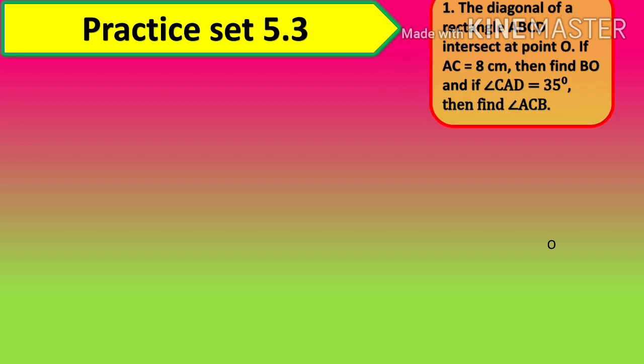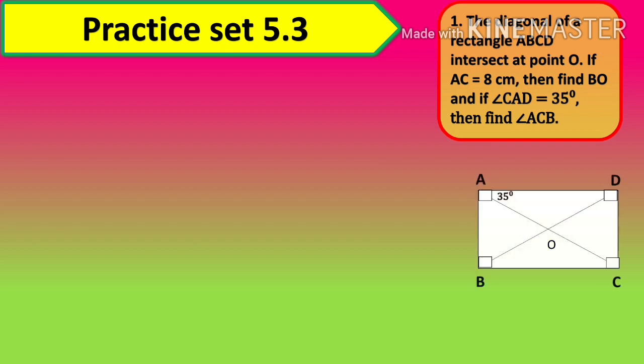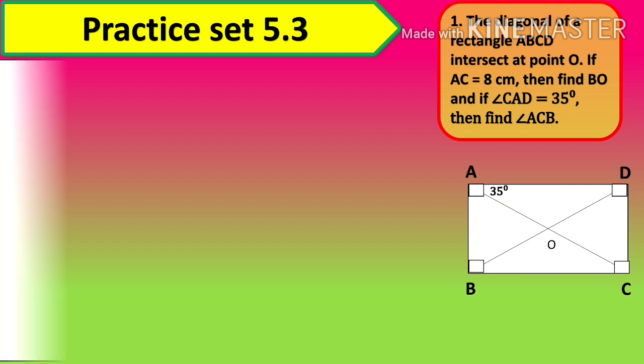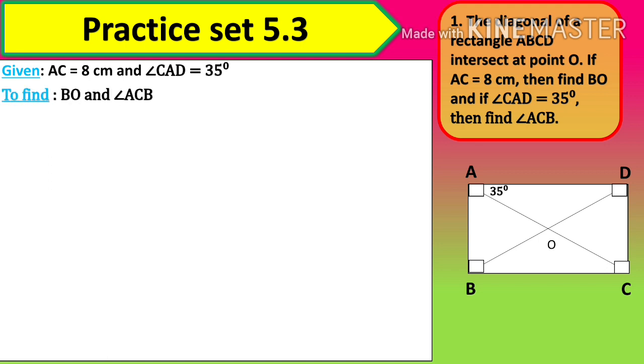Question number 1. The diagonals of a rectangle ABCD intersect at point O. If AC is given 8 cm, then find BO, and if angle CAD is given 35 degrees, then find angle ACB. First of all, we will write the given information which is given in the question. Then we will write what to find out. Then we will do the solution.